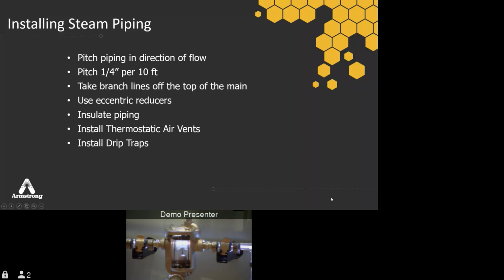Installing drip traps is very important, and I think the obvious is that drip traps always go in the bottom of a pipe, and we'll talk about drip trap installations here in just a second. And then always install safety relief valves when and if required. Remember, relief valves are to protect the equipment downstream, and that's their purpose.